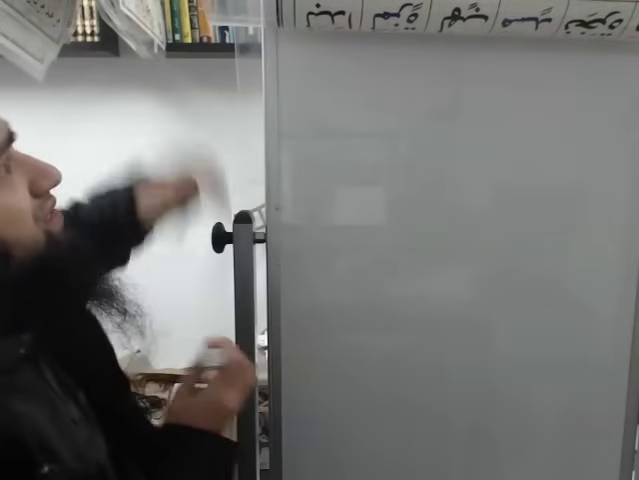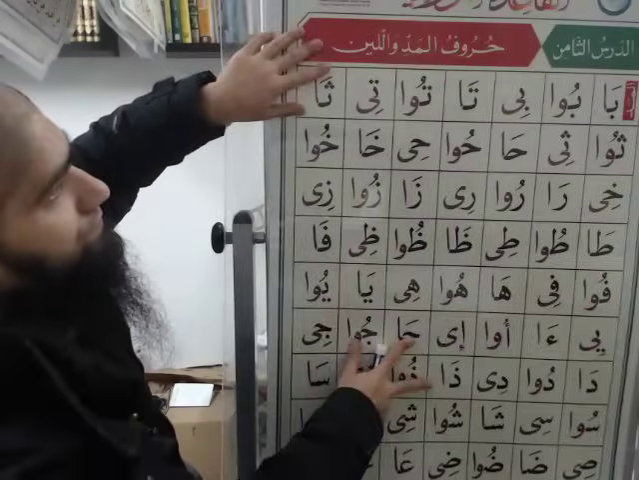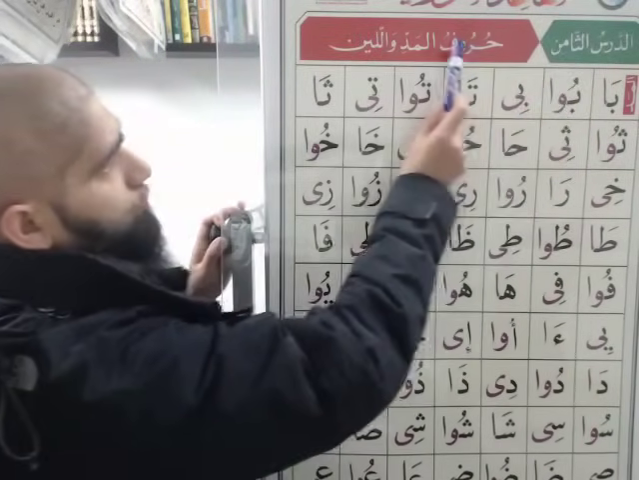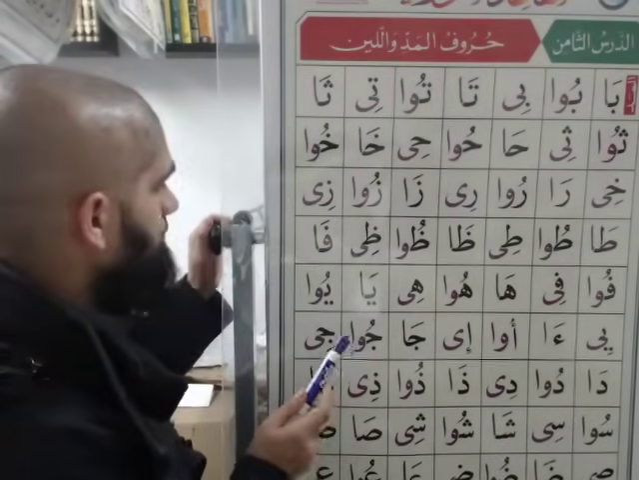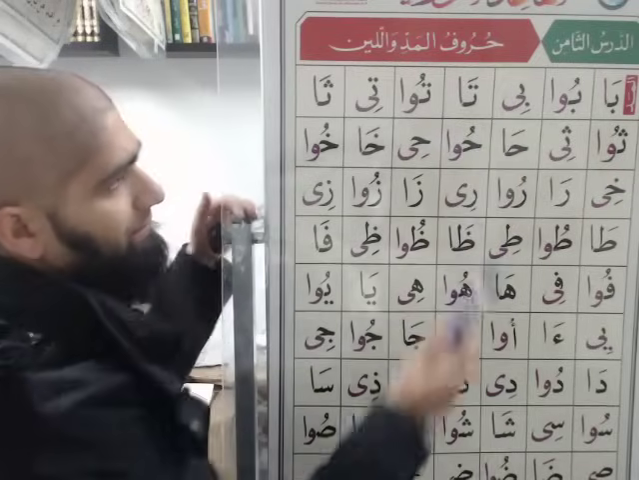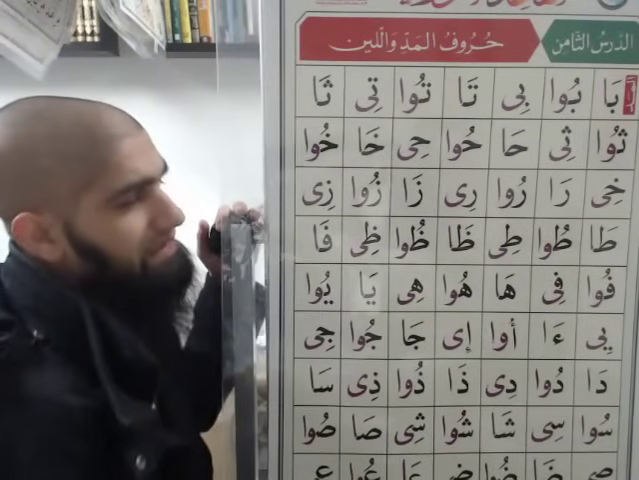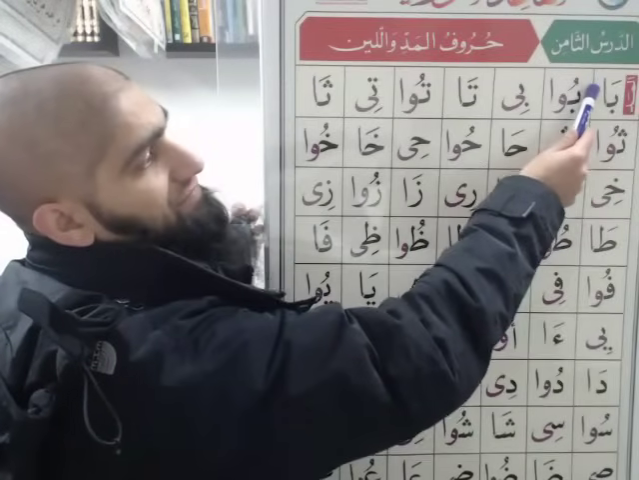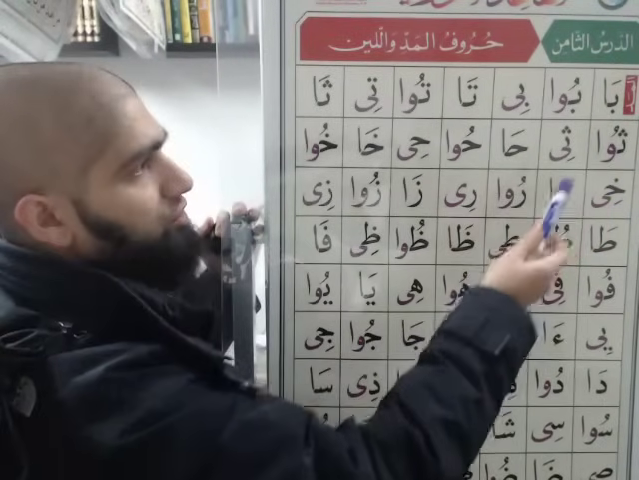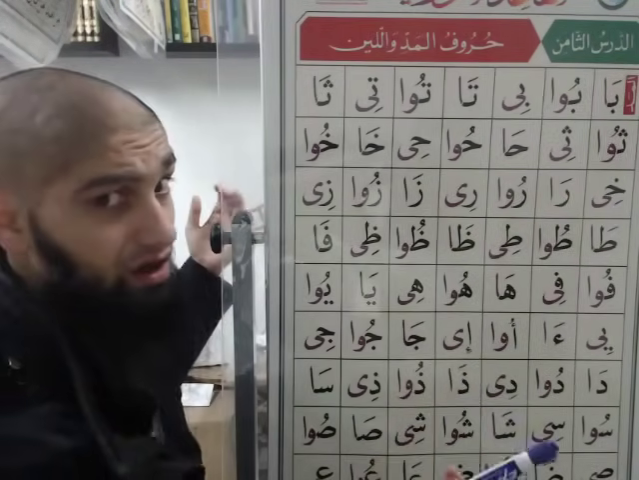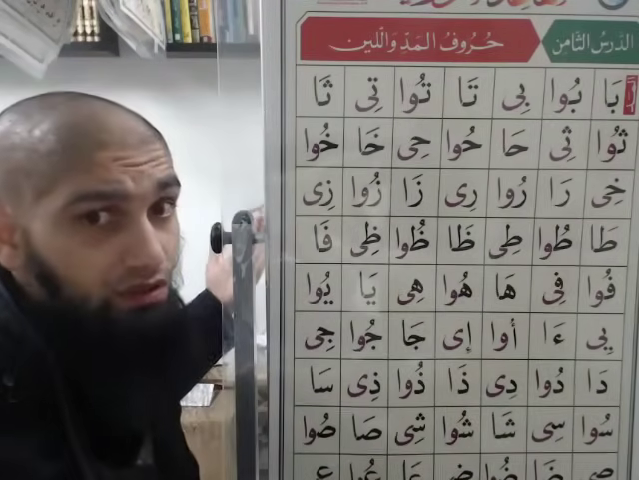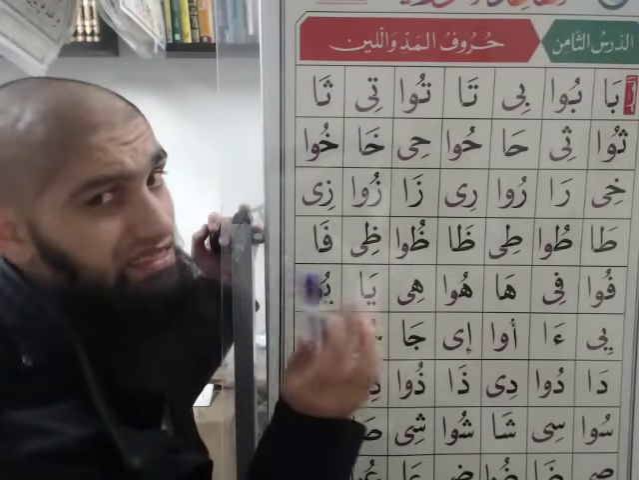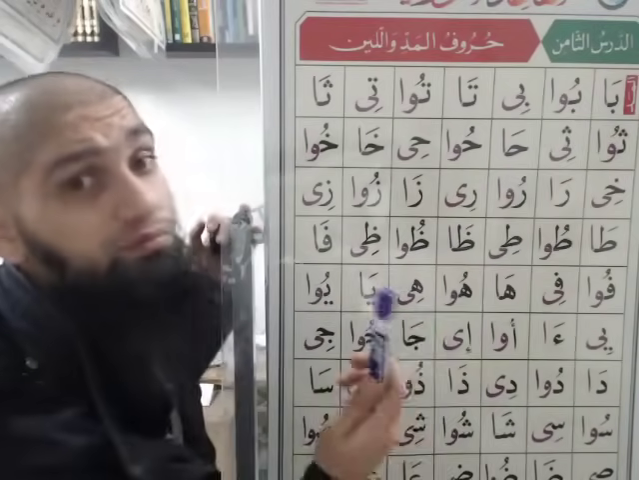Now let us practice this in a practical lesson. Here we have them. This is the eighth lesson, huruf al-mad wal-lin, the letters of mad and lin. These are the letters of mad: alif, waw, and ya. How do you read this? Well, it's pretty much like you read the previous lesson. Before you would say ba, fatha, alif saghira. Now you say ba, fatha, alif, sukoon. Just change the word saghira to sukoon. It's terminology only. Application is the same. Ba, fatha, alif, sukoon, ba.